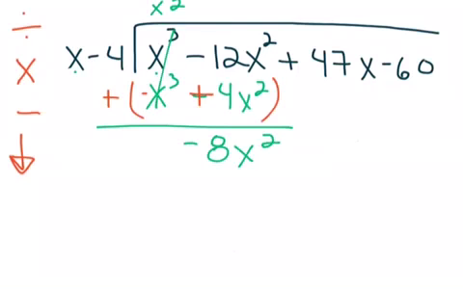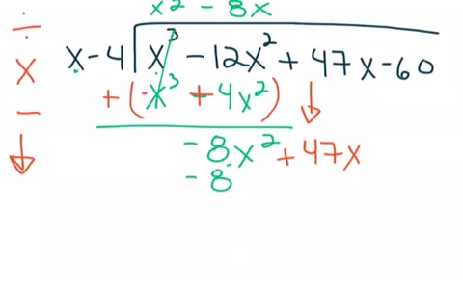And then I'm going to bring down that plus 47x. And now I'm going to start the process all over. Negative 8x squared divided by x gives me negative 8x. And then I'm going to multiply, so I get negative 8x squared plus 32x.